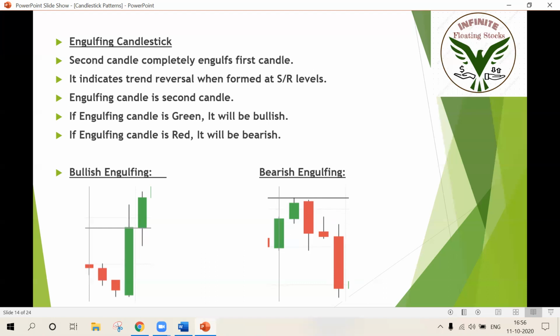They act as an additional confirmation. In this scenario, the green candle engulfed the red candle. So if it happens at a support level, you can make a buy position and book profits. In this scenario, the red candle is engulfing the green candle completely. And if this happens at a resistance level, you can make a sell position and book your profits.